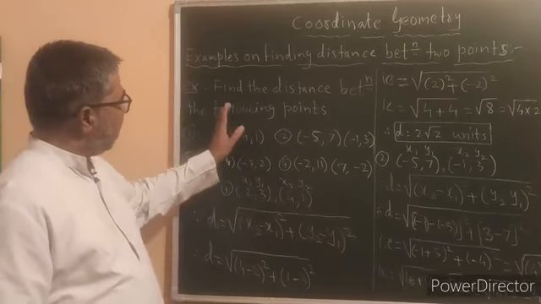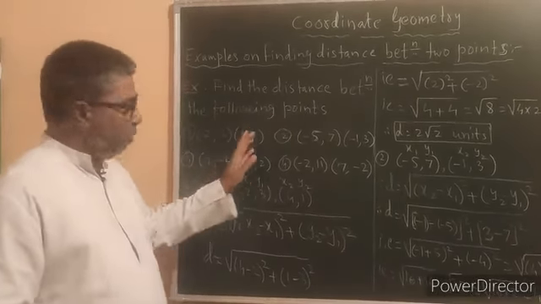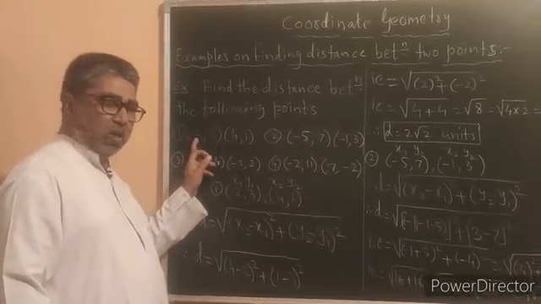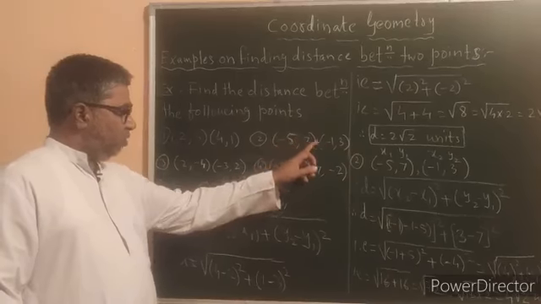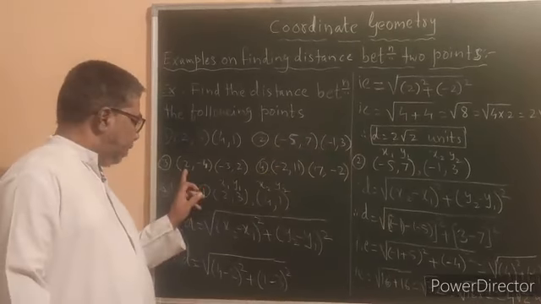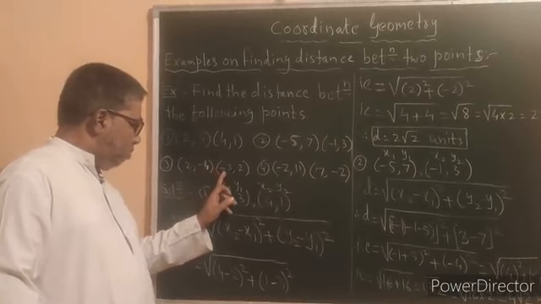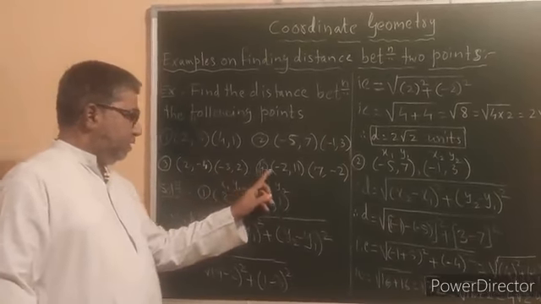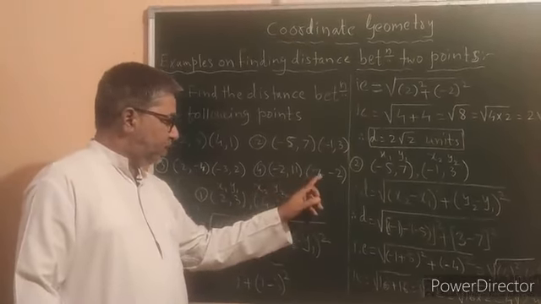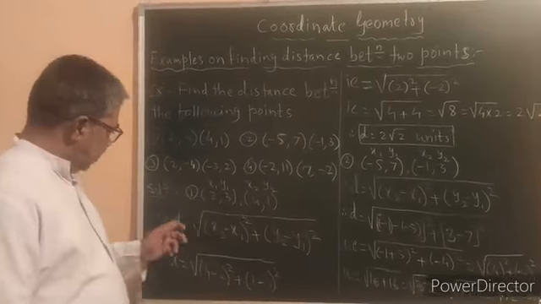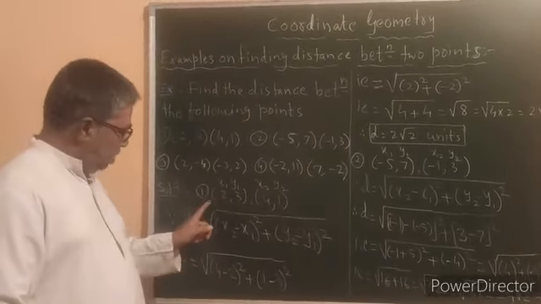So the examples are: find the distance between the following points. Example 1: (2, 3), (4, 1). Example number 2: (-5, 7), (-1, 3). Example number 3: (2, -4), (-3, 2). And example number 4 is (-2, 11), (7, -2). Now let us take the first example and solve.